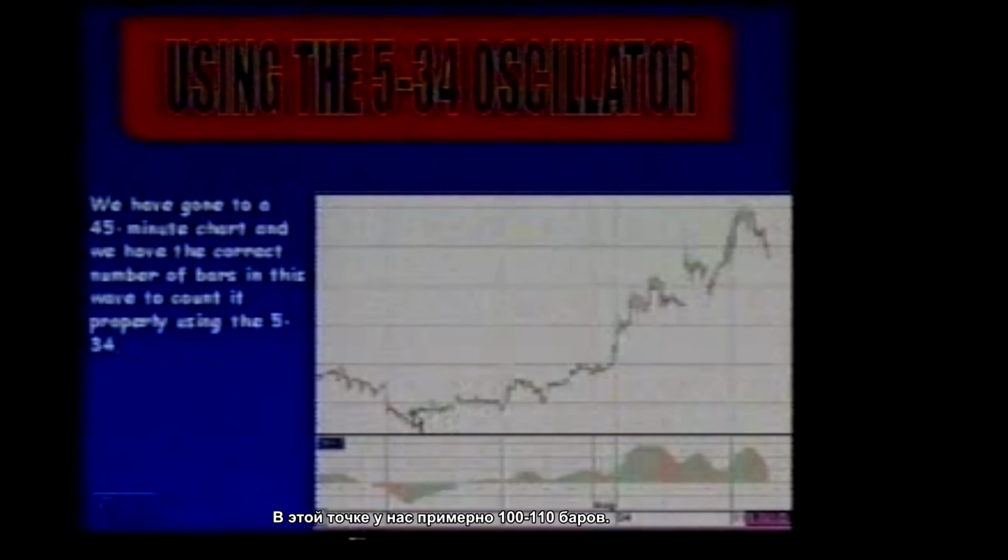Now, at this point, this is just over 100 bars. It's about 110 bars here. So the AO becomes absolutely accurate. And if we're counting this wave here, we want to analyze what that wave is.